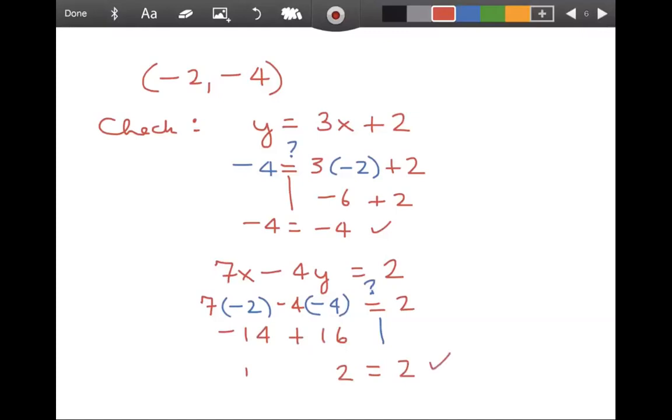This equation also checks. Woohoo! It checks in both equations. This is the correct solution.